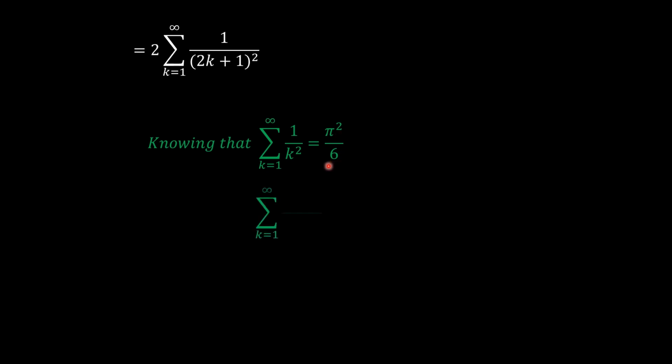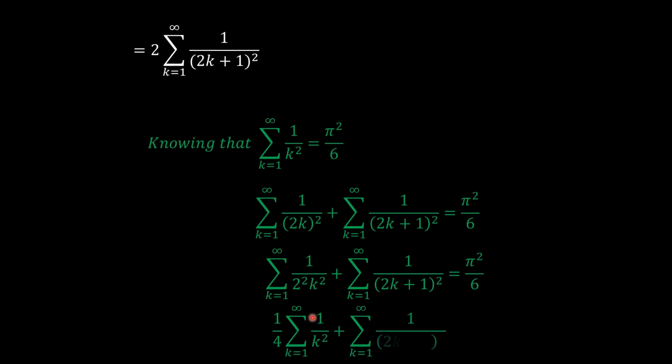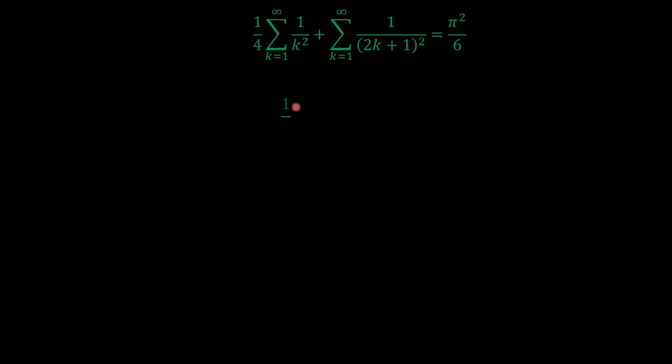So what about the odd terms? Since the even plus the odd terms adds up to this, these even terms can be reduced further by squaring the 2's separately with the k and then pulling their quarter out, and so we realize that this is still the Basel problem. So we have a quarter times pi squared over 6 plus the summation of the odd terms is equal to pi squared over 6.